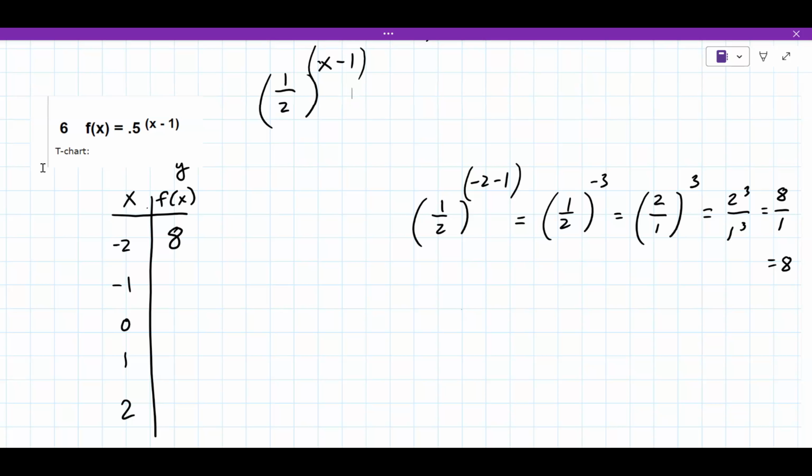I got 4. Yep, that is correct. Keep going for the next one. So for the one with 0, it would be 2. Good. So the next one will be 1.